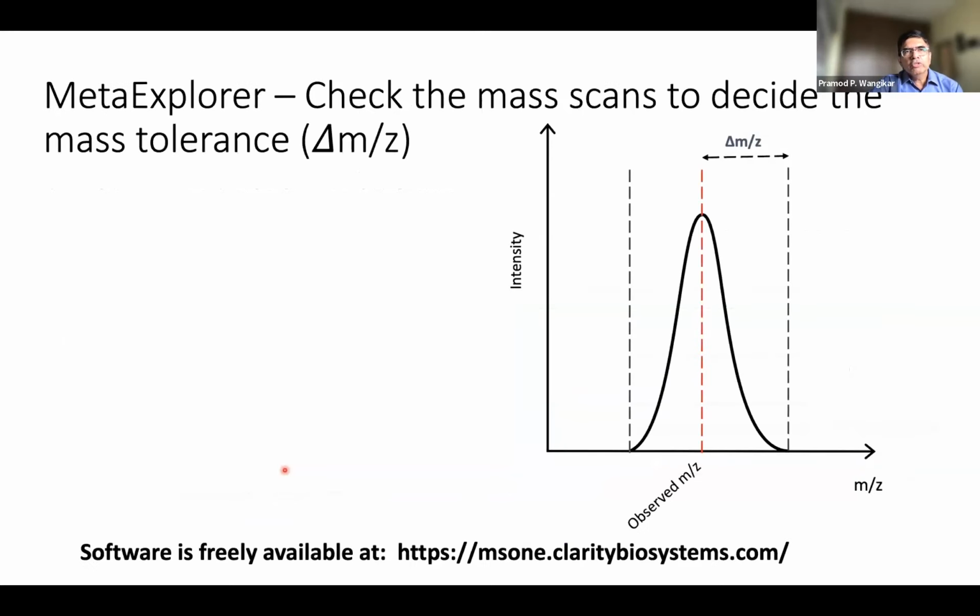Then we want to also see how the mass detector is working, and what the mass shift is, and what mass tolerance I should use. So this is intensity versus m/z in a profile mode of the mass scan.